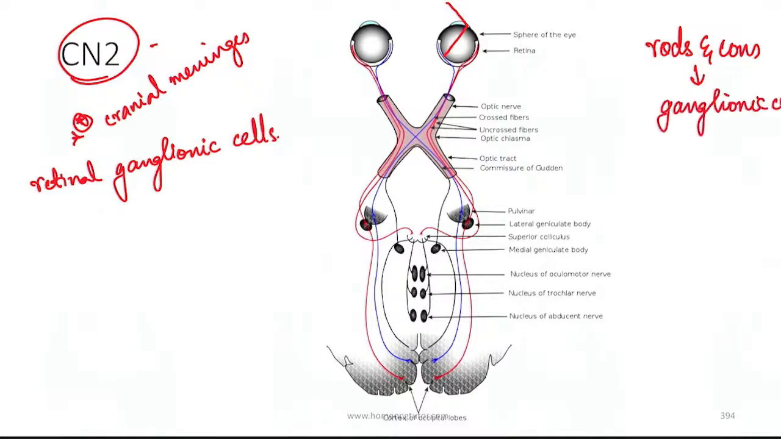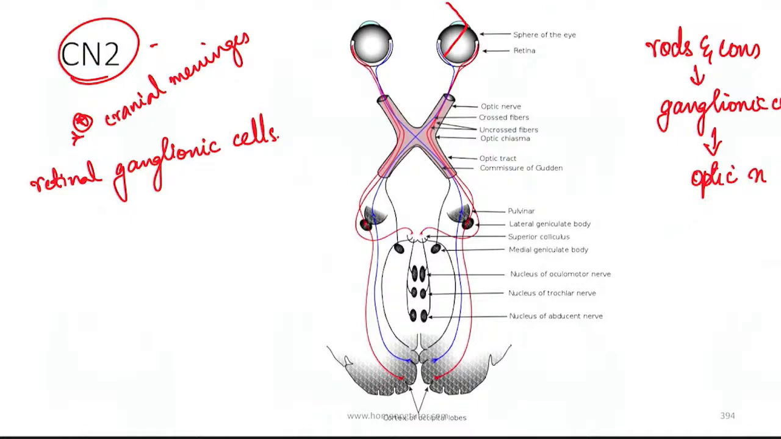These ganglionic cells converge together to form this optic nerve. This nerve is actually the convergence of the ganglionic cells. Ganglionic cells get the stimulus from the rods and cones. Rods and cones are the visual receptors, the photoreceptors of the eye. So now the optic tract becomes important because of certain things I'll mention over here.